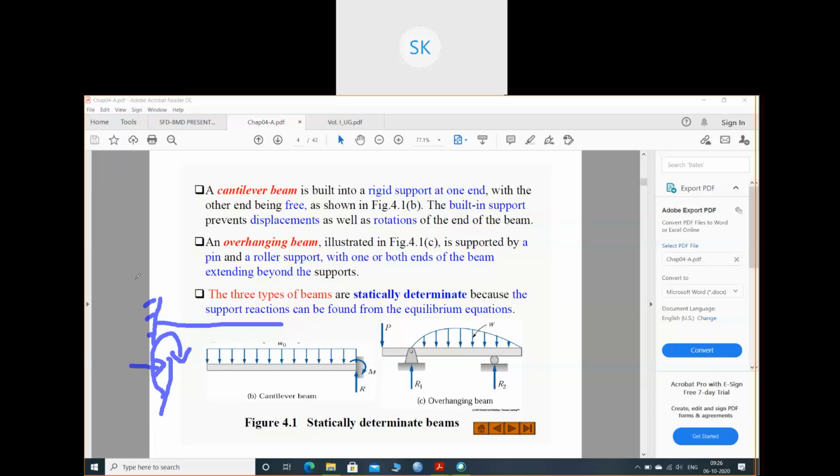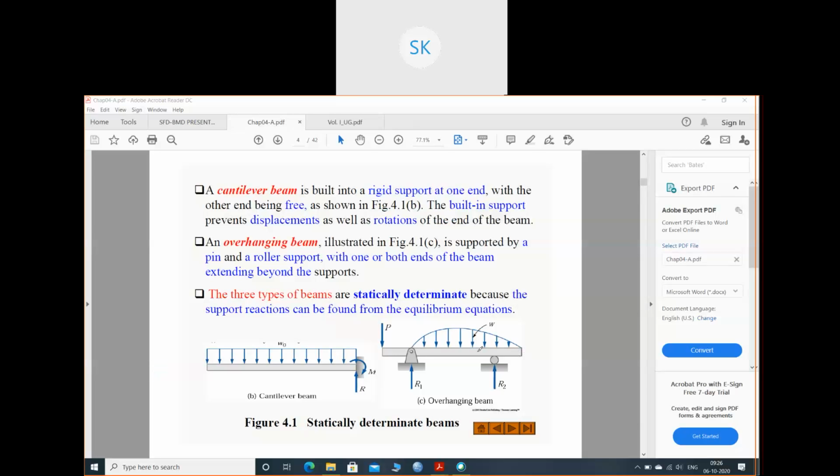Okay, next one is the overhanging beam. Overhanging beam means some part of the beam will overhang. So just see the example. This one is the overhanging beam. One roller support, one pin support, and one part is overhanging. Okay, this part is overhanging. Sometimes only this part will overhang. And this is the point load.